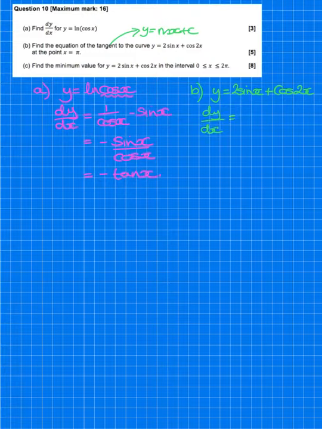When we do that, we get 2 cos x. That bit's quite easy. And then when we differentiate cos, we get negative sine 2x, but we've got to multiply by the derivative of the inside because it's a chain rule one, so we need to squeeze in a 2 there. Okay, we want it at the point x equals pi.